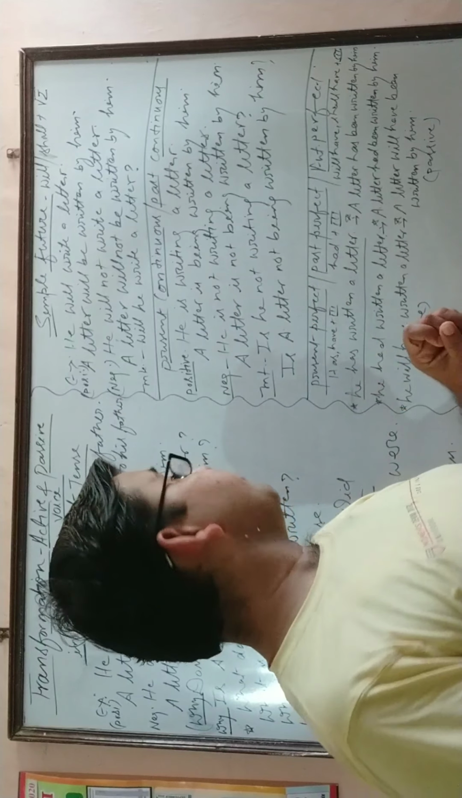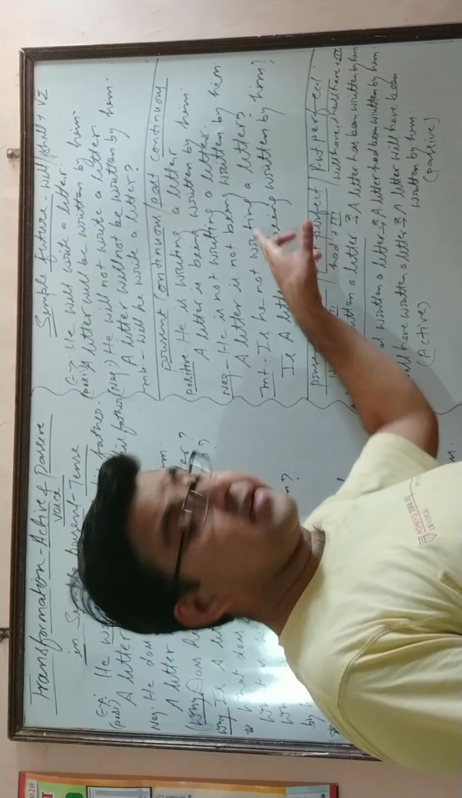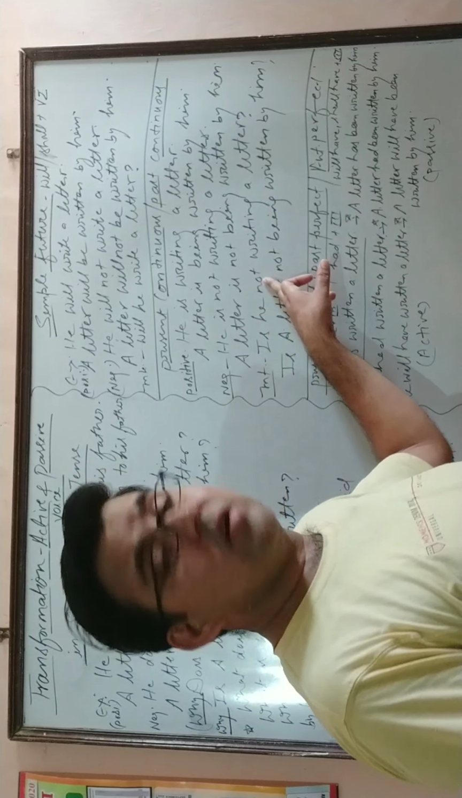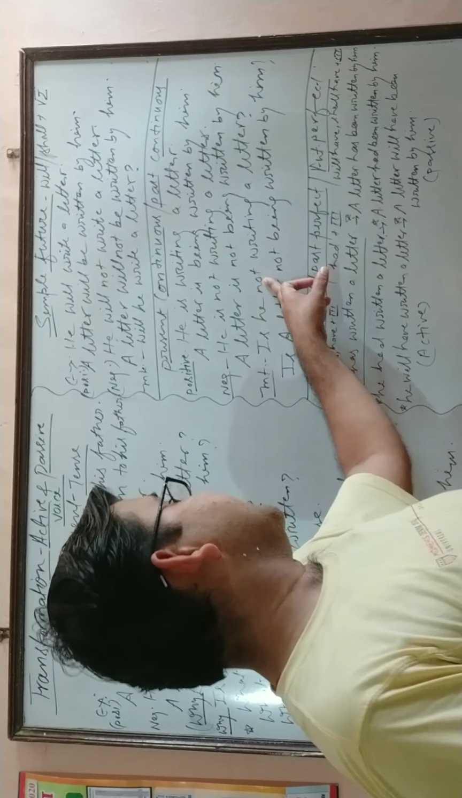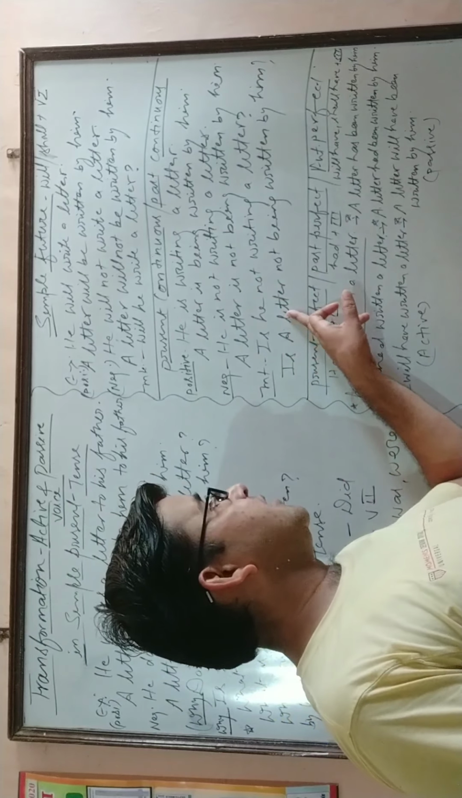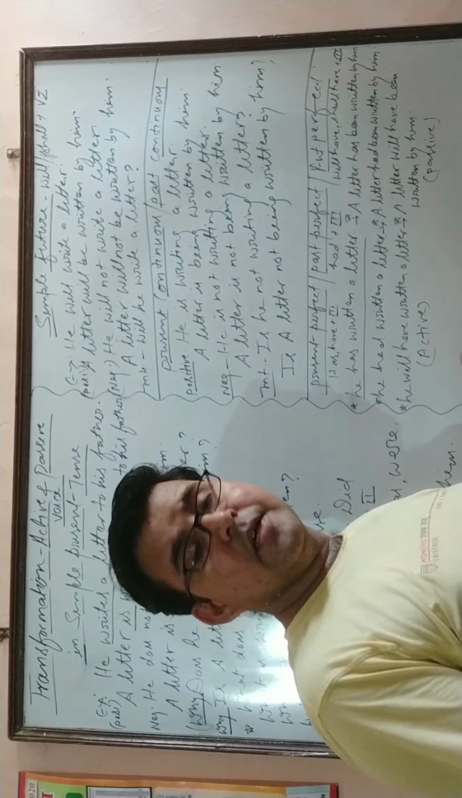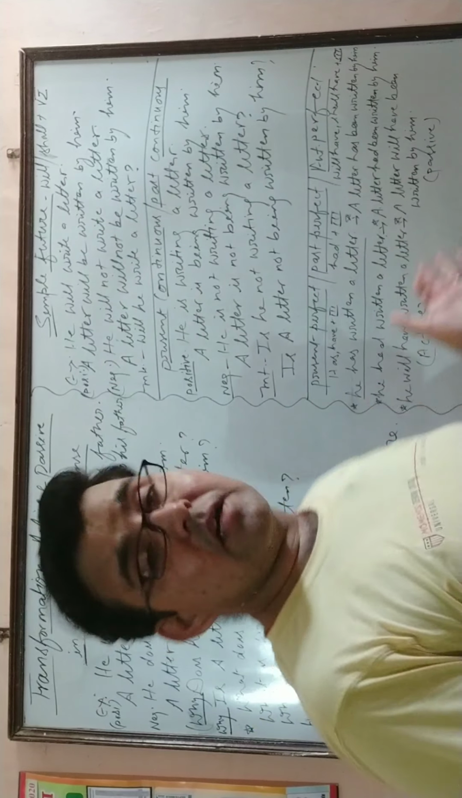Now in interrogative, if I say, is he not writing a letter? Is, am, are come in the beginning as a helping verb. Is he not writing a letter? Then in passive voice, is a letter not being written by him? Question mark. Okay. So in this way, present continuous is completed.